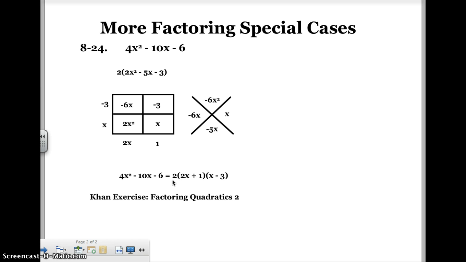And that's an important part to remember, and that's a mistake most people make when they do this. So when you factor that 2 out, you've got to remember it when you write it as a product at the very end of the problem.